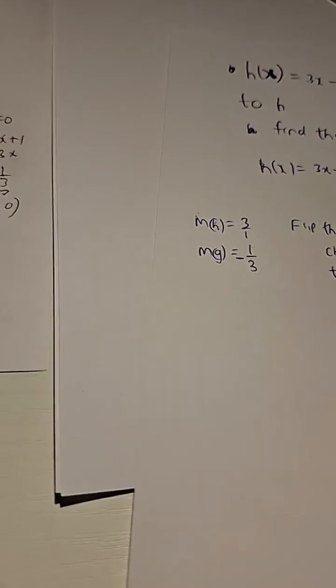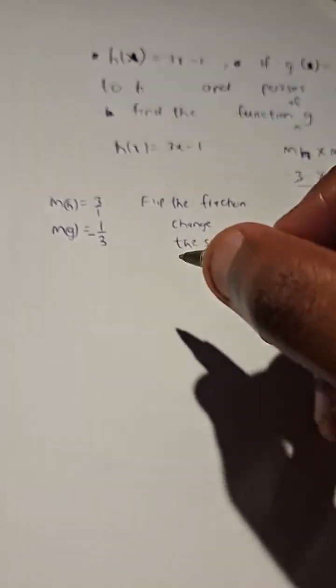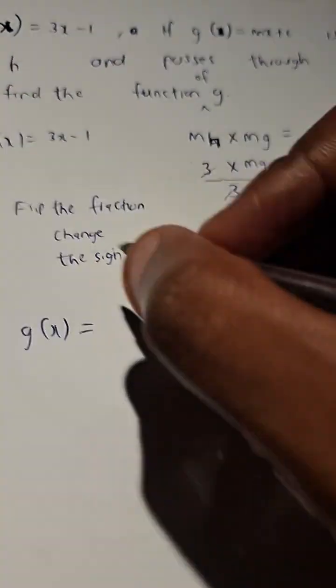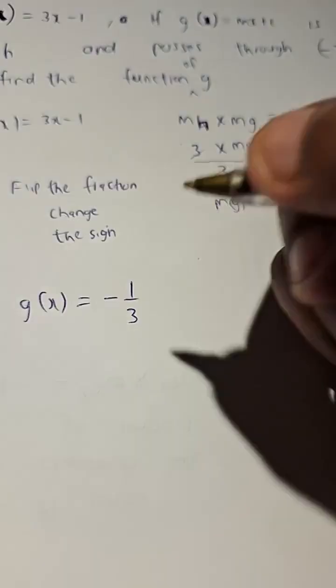No problemo. So I wanted the equation of g. So g of x is equal to, I've got the gradient, so I have -1/3.